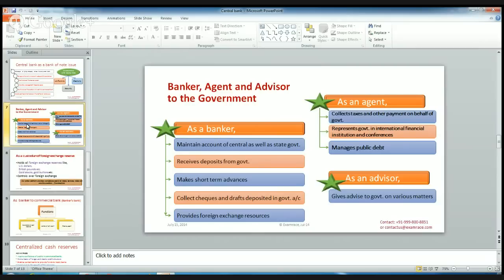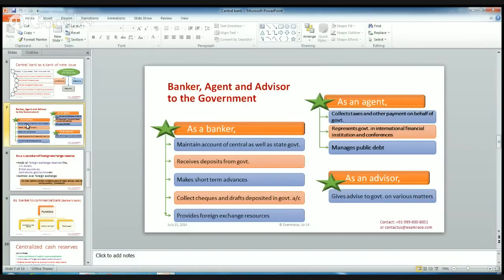It receives deposits from the government. It collects checks and drafts deposited in the government account and maintains their account. It makes short-term advances to the government if they need to pay salary and wages, etc. It also provides foreign exchange resources when there are abroad transactions, foreign transactions.